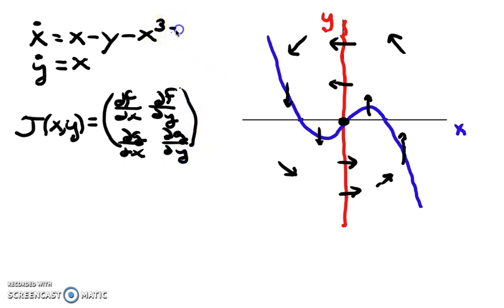Now, in that partial derivative notation, I'm saying that the right-hand side of the first differential equation is the function f, and the right-hand side of the second differential equation is the function g.